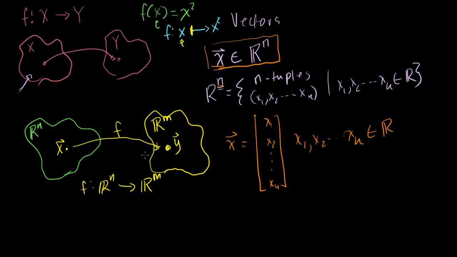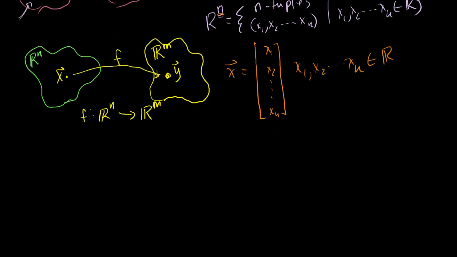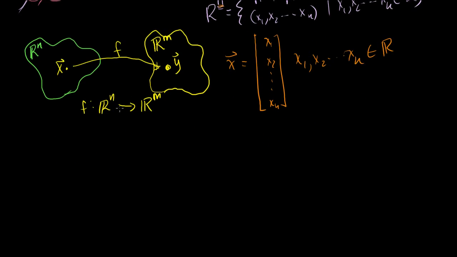But the whole direction I was going in is that vectors are valid elements of sets. Functions are just mappings between elements of sets. So you could have functions of vectors. And I even touched on that a little bit in the last video when I talked about vector-valued functions.